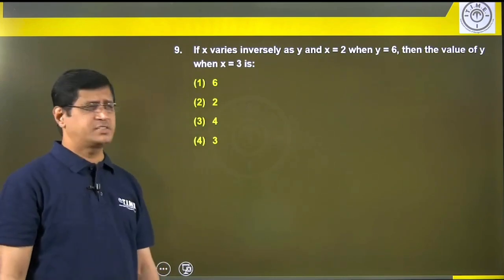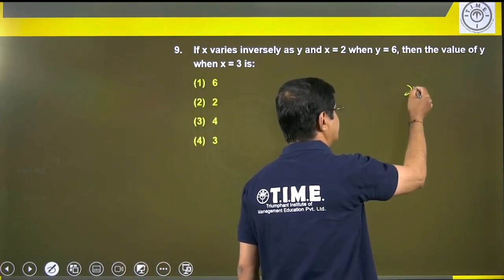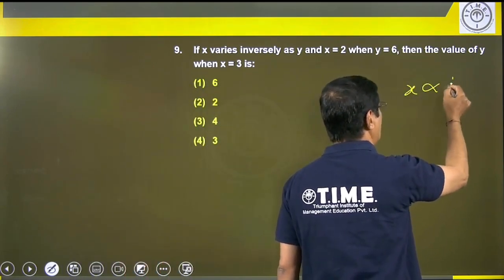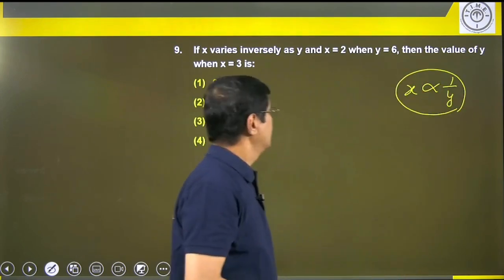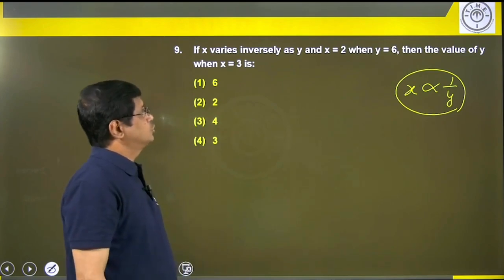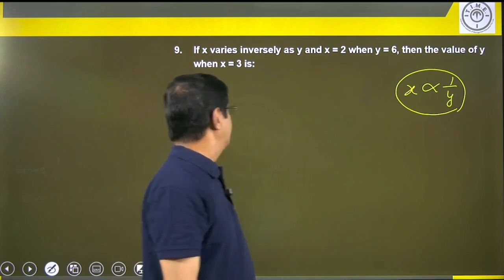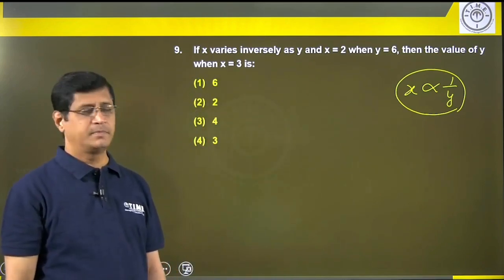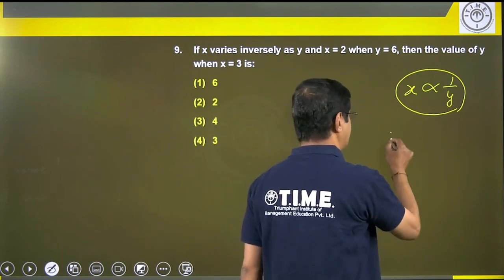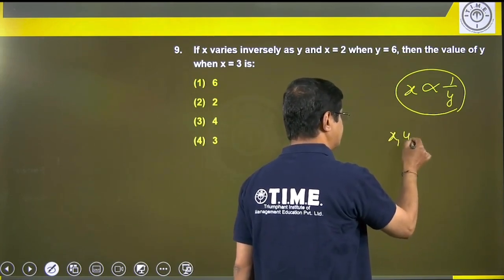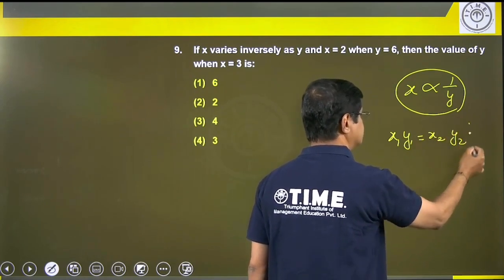If X varies inversely as Y, what is the variation? X proportional to 1 by Y. And X is equal to 2 when Y is equal to 6, then find the value of Y when X is equal to 3. Now inverse variation means what is the formula? What is the relationship? X1 Y1 is equal to X2 Y2.